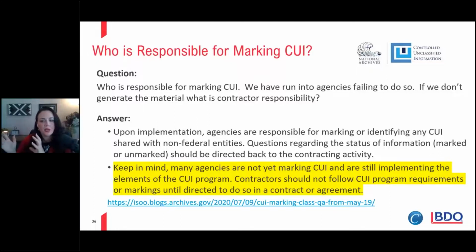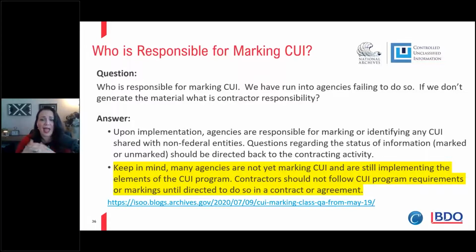Always take your questions back to the data originator. So let's say that you get legacy data like FOUO, go back to the data originator who stamped that original document. Keep in mind too, they ask for patience. Many agencies haven't fully adopted their own CUI program. They're still getting their hands around it. They're still learning. We are all on a learning curve right now.